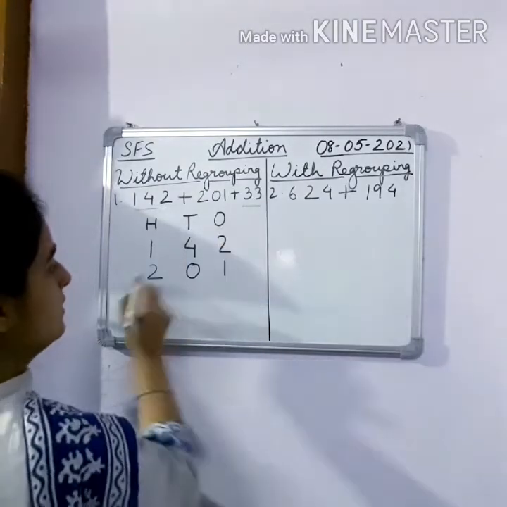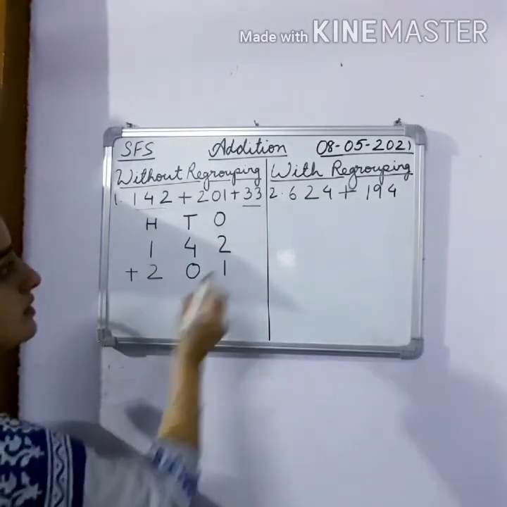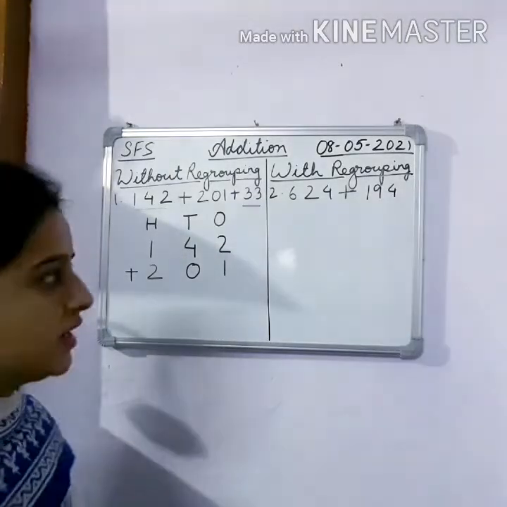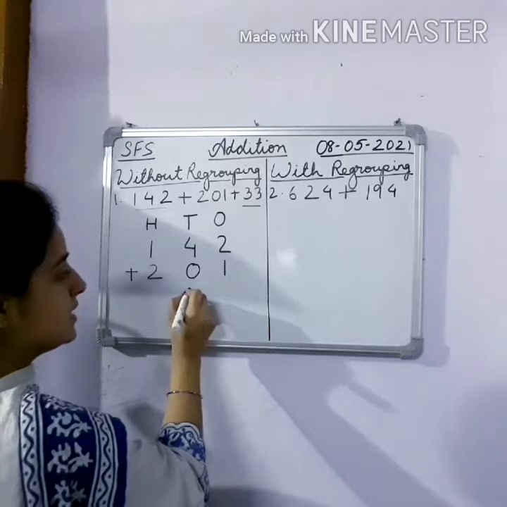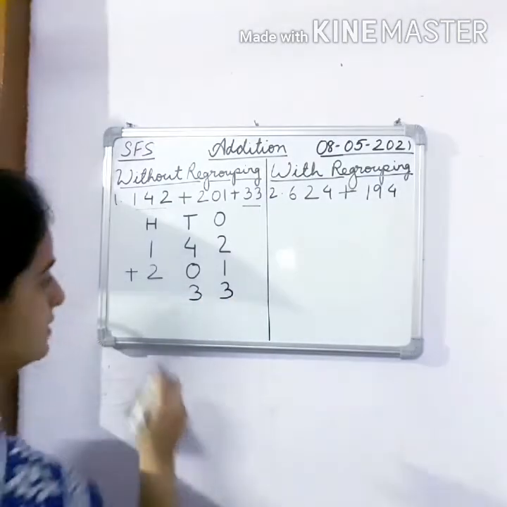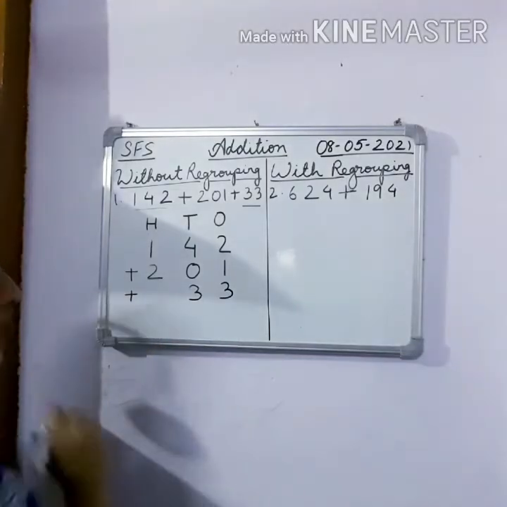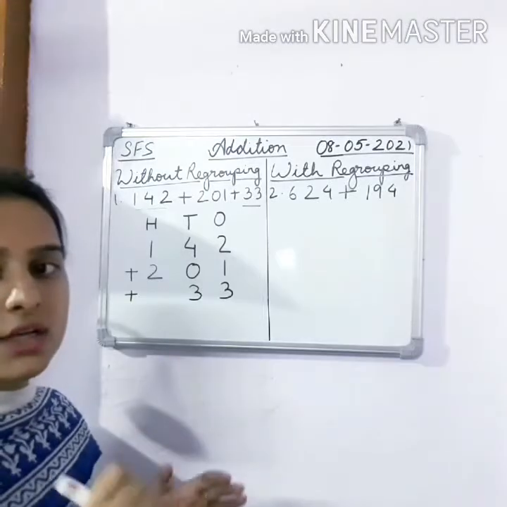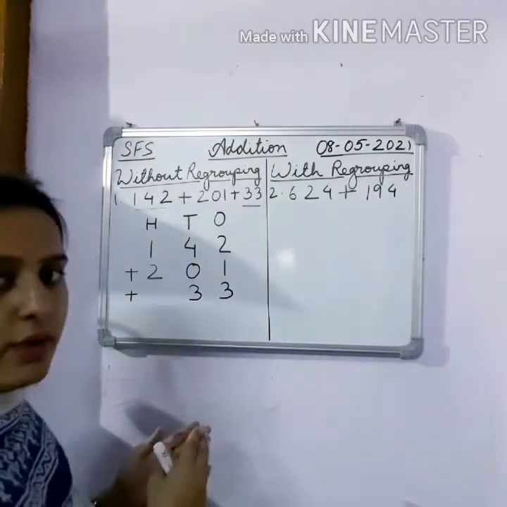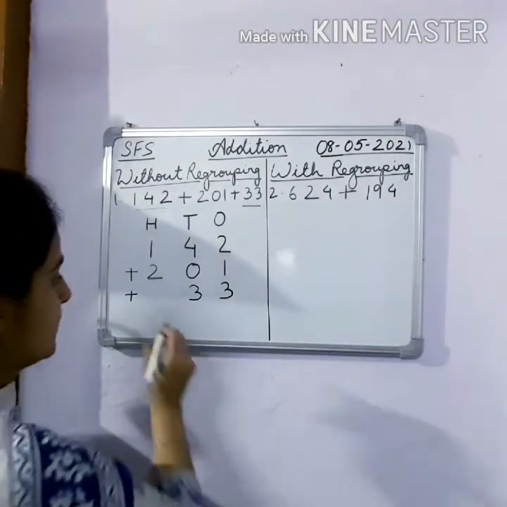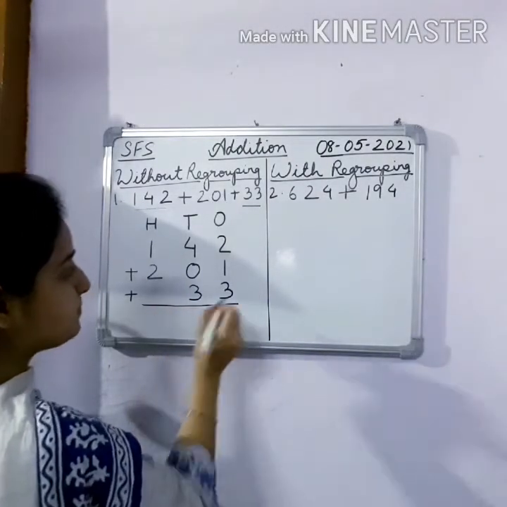Then we are going to add this. Then plus 33. This is a 2-digit number, right? So 30 comes in tens place and the other 3 comes in ones place. We are going to add this also. This is how we arrange the numbers while doing addition. No matter whether doing regrouping or without regrouping, we arrange this way. So let's get the sum.